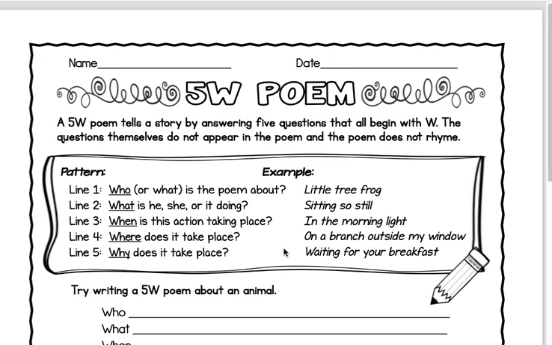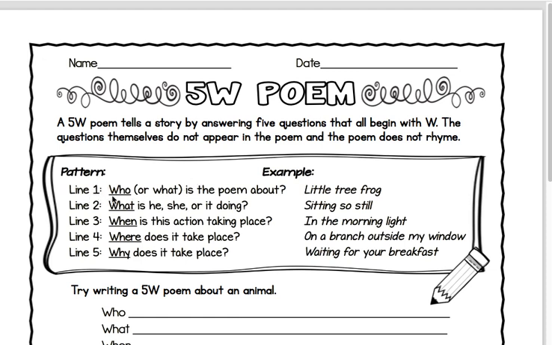A 5W poem tells a story by answering 5 questions that all begin with W. Who, what, when, where, and why. The questions themselves do not appear in the poem, and the poem doesn't rhyme. So this is important, and I'll explain what that means in a minute. So let's look at the example.